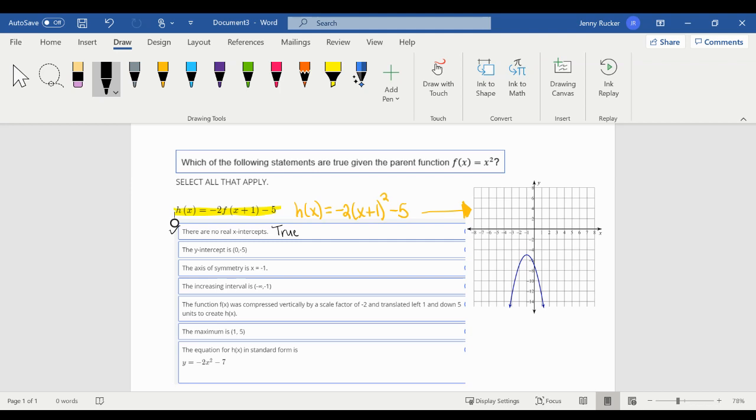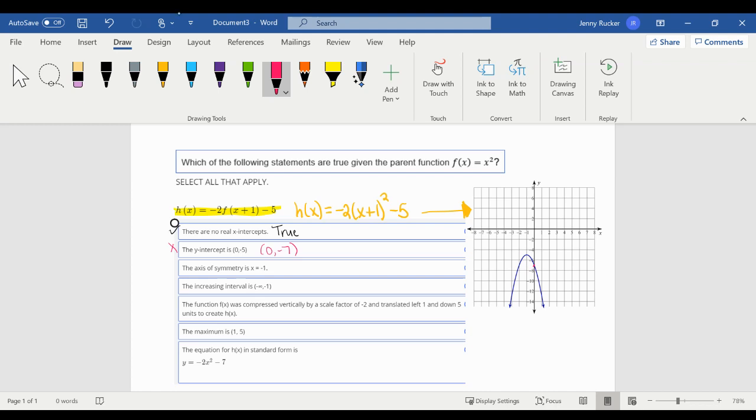The y-intercept is (0, -5). Unfortunately, the y-intercept is not (0, -5). If you take a look at this, it is (0, -7). I think some people might have been tempted to pick that because the k value was -5, but remember, the k value is only equal to the y-intercept or the c value when the vertex is on the y-axis, and this vertex is not on the y-axis.